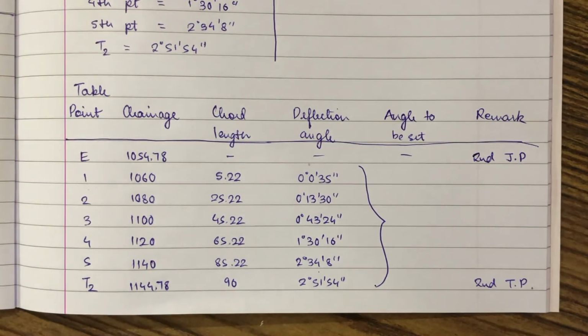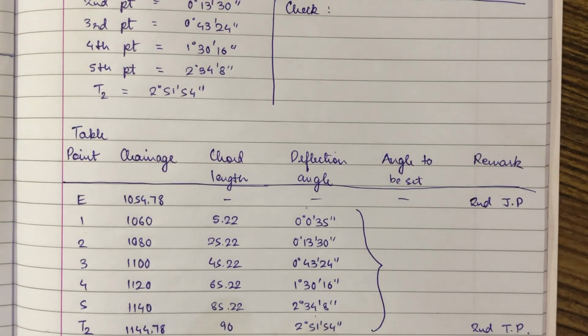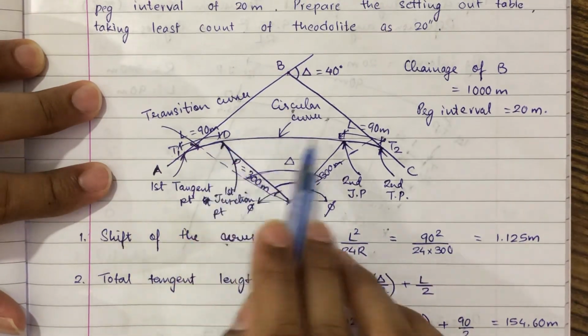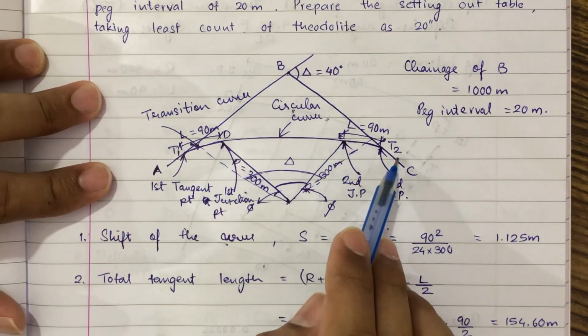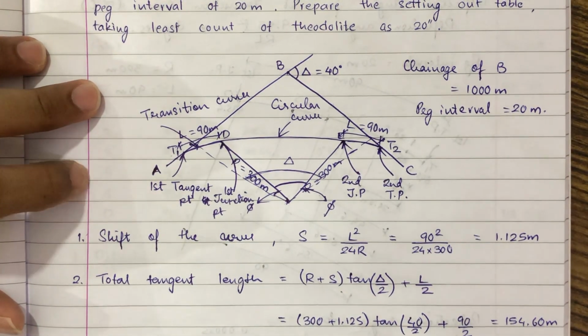So this is how you have set out the second transition curve as well. In this case we have to set out the first transition curve, the circular curve, and the second transition curve. All three have to be set out individually.